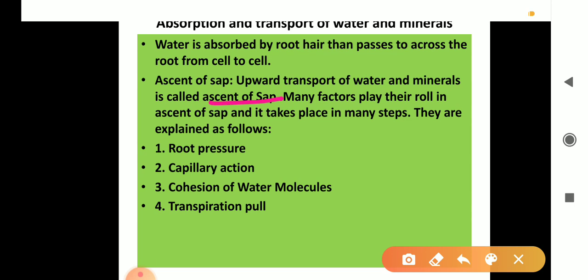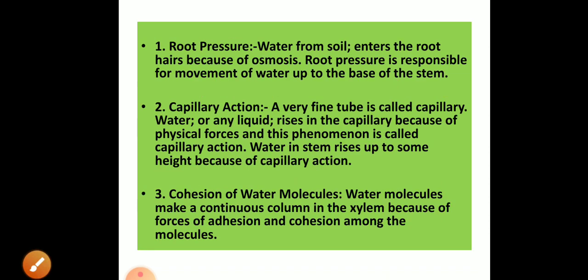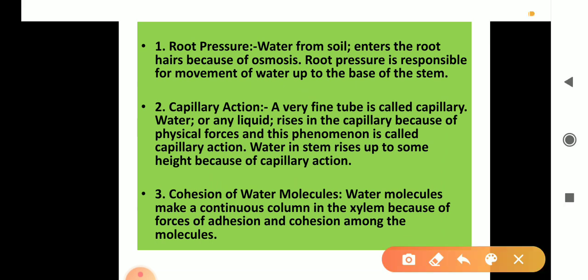Many factors play their role. Number one is root pressure, second is capillary action, third is the cohesion of water molecules, and fourth is transpiration pull. Now see one by one. The first is root pressure. Water from the soil enters into the root hair because of osmosis. Root pressure is responsible for the movement of water up to the base of the stem.